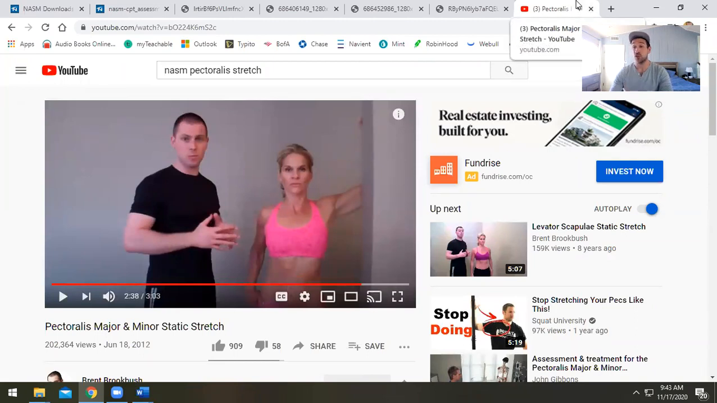So those are your two versions, right? We have the doorway stretch, which is kind of flat. That's for your pec major. You can go a little bit higher, and that'll get a little bit more into the pec minor. Like I said, you're going to hit those individual sections of the pec.